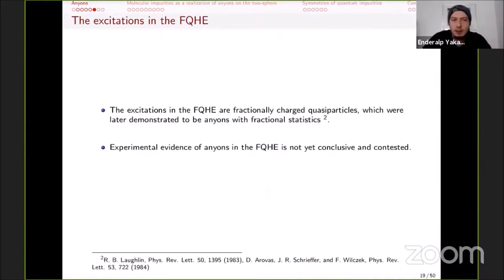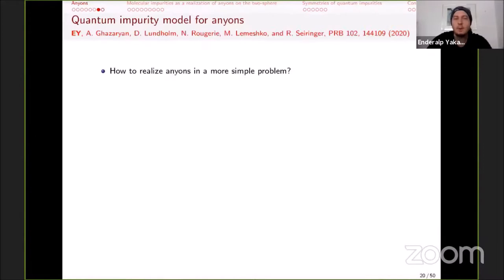And we know that in fact, the excitations in the fractional quantum Hall effect are basically anyons. They obey fractional statistics. But there are still some problems. Experimental evidence, at least experimental manipulation of these quasi-particles, is still challenging. And to be honest, this experimental evidence is not yet conclusive and still debated, although there is some recent progress. So my point is the following. How can we realize these anyons in a simpler problem, in a more standard condensed matter system like a crystal lattice or ultra-cold gases? We can use this emergent gauge field picture.